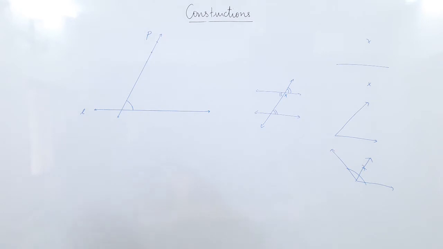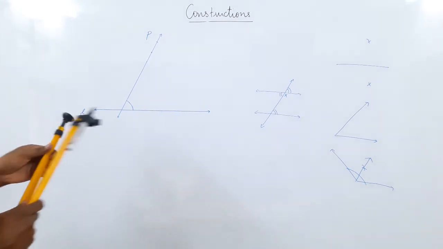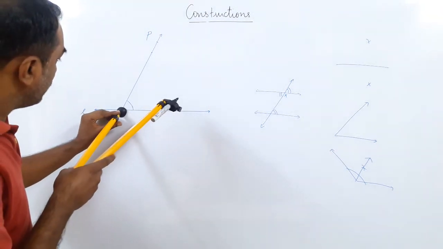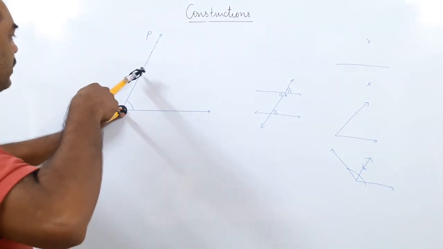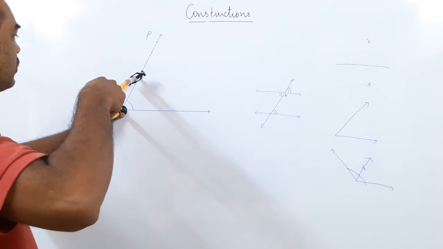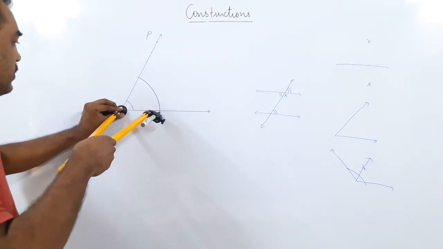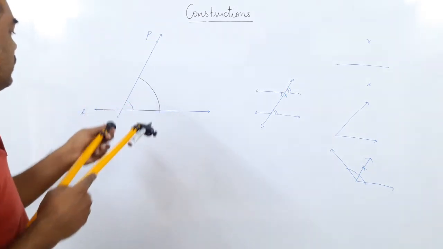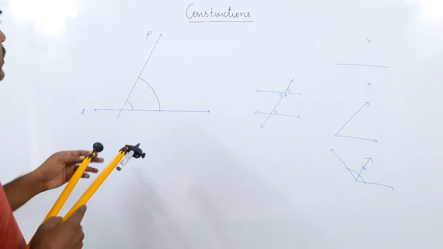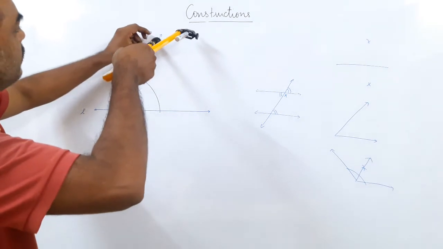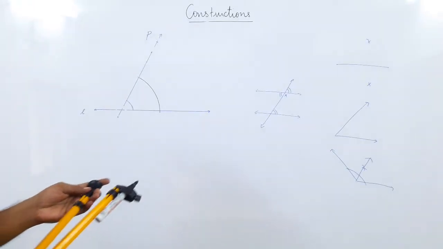So let us see what I have got here. Here I have got a point, and a center. So I will first draw an arc. Okay, so I drew an arc. Now what do I do next? Even here, from the same point, I have to draw the arc. I have to draw the arc from the same point.